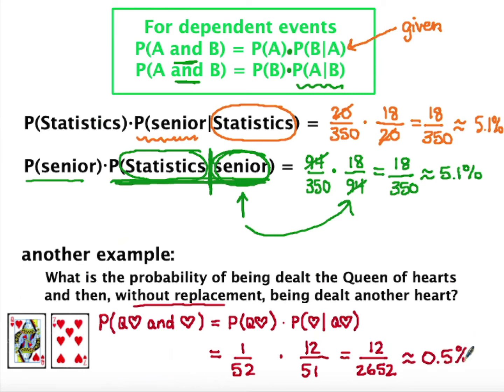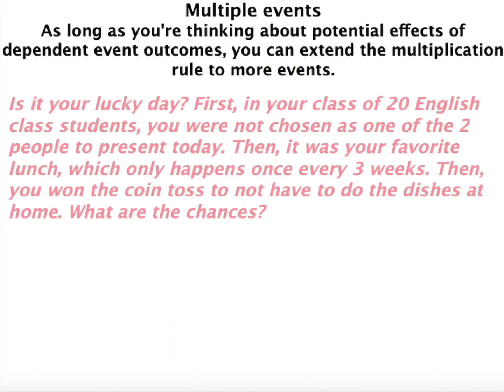And there's only about a 0.5% chance of that happening. We know that "and" means multiply in probability, but this will extend to multiple events too, as long as with each probability you're thinking about whether they're dependent. So here's the question: is it your lucky day?